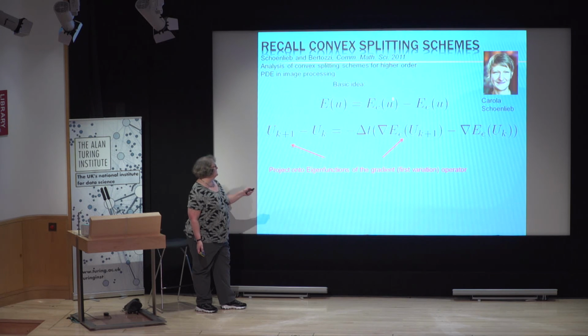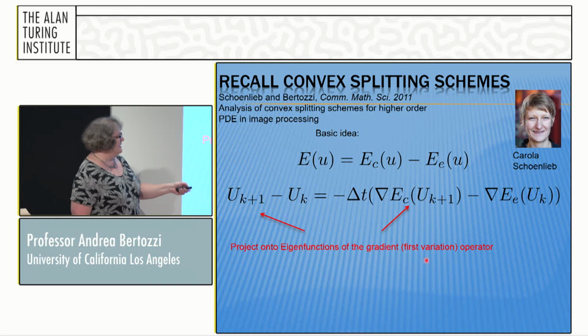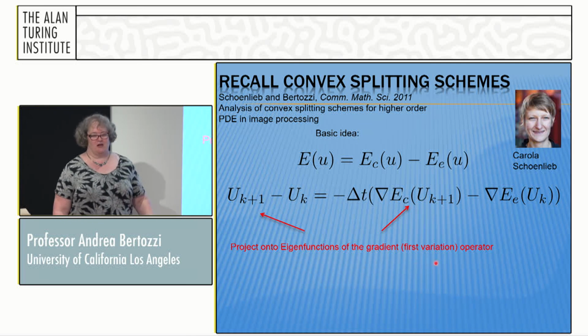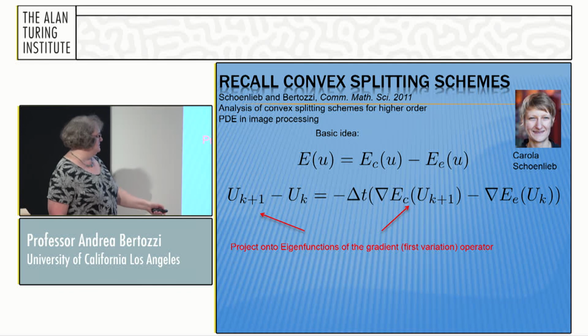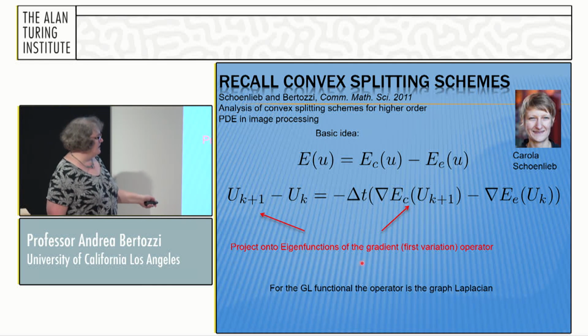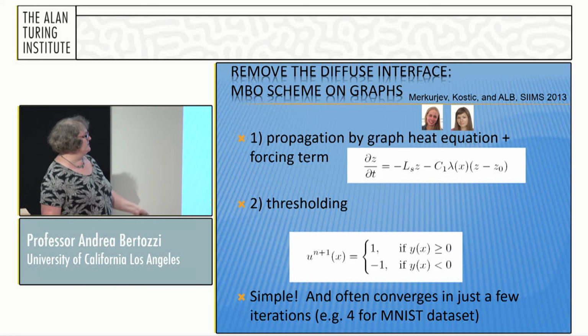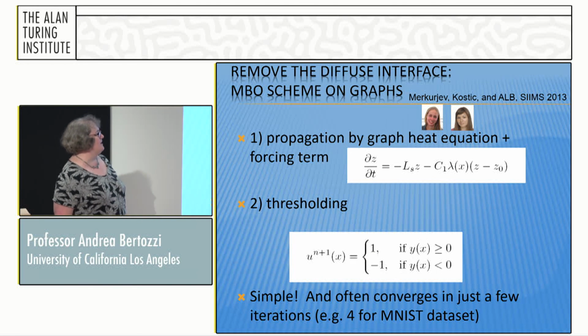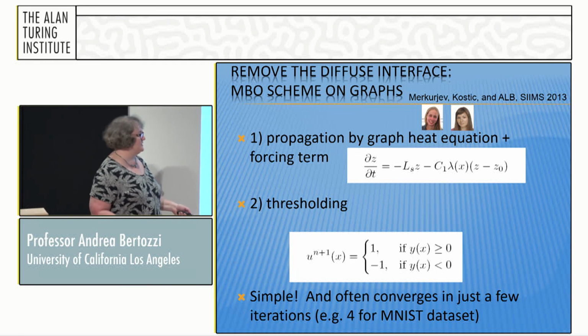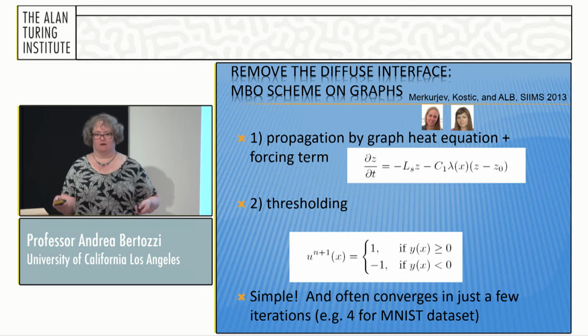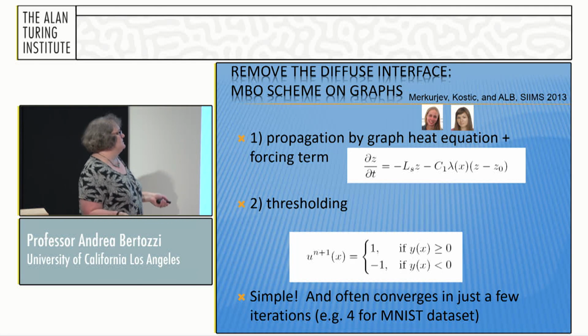And so it turns out we take the Dirichlet energy for the convex part, which means that at this stage, we're projecting onto eigenfunctions of the first variation of the Dirichlet energy, which is nothing other than the graph Laplacian. So we're just projecting onto eigenfunctions of the graph Laplacian, and there it is, the graph Laplacian. So that's the hard part. Everything else is easy. Okay, so once you see that that works, the next thing you want to do is try the MBO scheme from PDE, only for graphs, because that should be even faster, because all it is is the heat equation and thresholding. So it turns out it works like a charm.